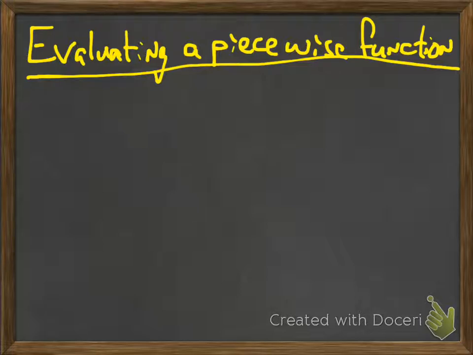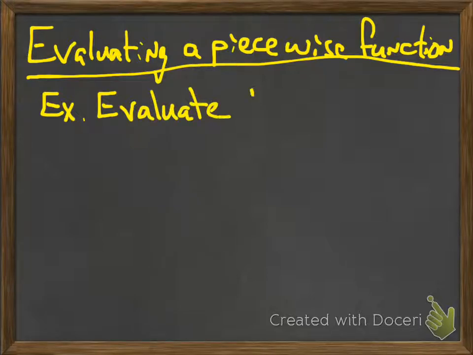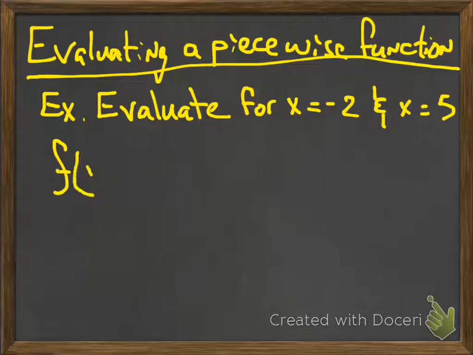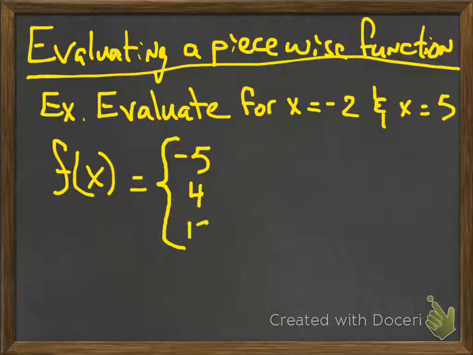All right. So what we want to do here is evaluate a piecewise function at 2 different points. The points I'm going to give you are x equals -2 and x equals 5. And then I'm going to give you a function, and here's how you write a piecewise function. Notice you've got that little curvy squiggly bracket. That's like a set thing. And we've got 3 different numbers here, -5, 4, and 12.